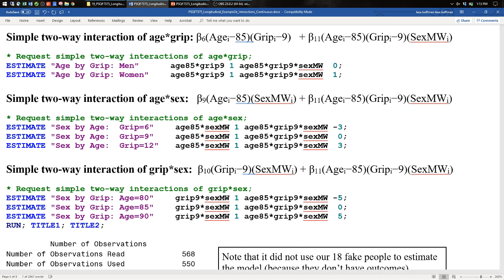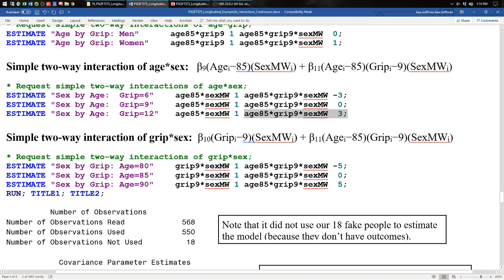The next one is age by gender, and here I'm plugging in somewhat arbitrary values of grip strength. So what does the age by gender interaction look like for somebody who's relatively weak, for somebody who's average, which is what the model coefficient would give us, and for somebody who's relatively strong? Likewise, grip by gender for somebody who's relatively young, average, or older.